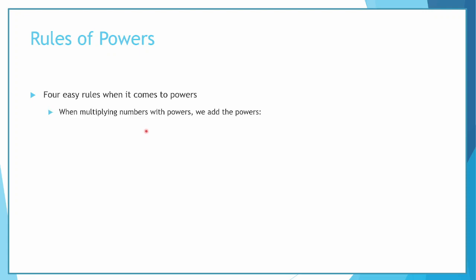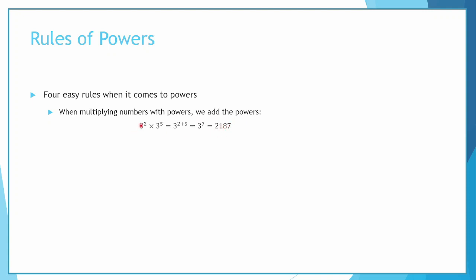The first one is when we're multiplying numbers with powers, we add the powers together. 3 squared times 3 to the power of 5 is going to be 3 to the power of 2 plus 5. So you can see that there's a multiply here, so we can add the two powers together. So 3 to the power of 2 plus 5 gives us 3 to the power of 7, which when you work it out on a calculator gives us 2187.